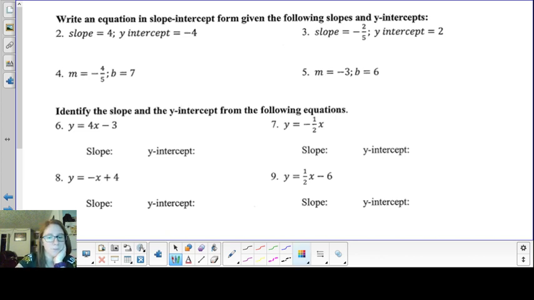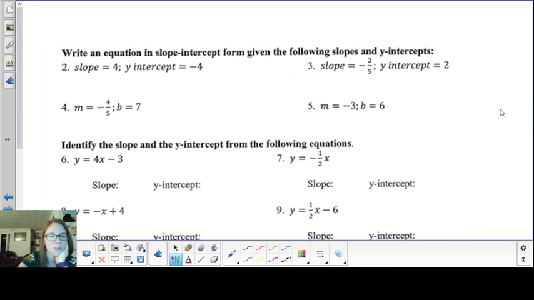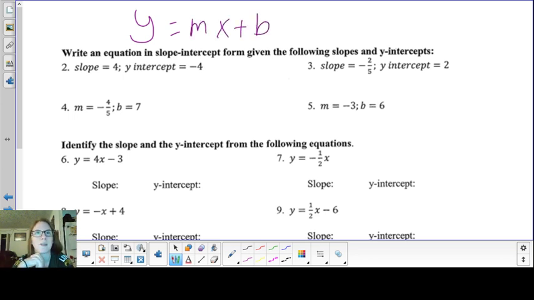Okay, this leads us into our next idea, which is to write an equation in slope-intercept form giving the following slopes and intercepts. So slope-intercept form, I feel like I'm missing a piece here, so I'm going to move this down for a second. It is y is equal to mx plus b. And you're probably like, well, what the heck does that mean? It means that m is slope, and b is my y-intercept.